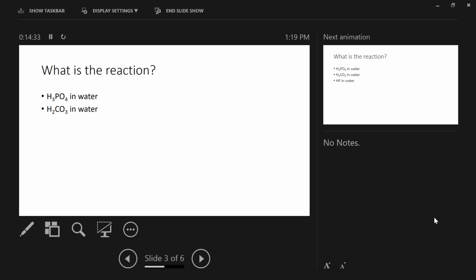So now we've got H2CO3 in water. Okay? So we're going to react this with water. And if this is a chapter on weak acids, it tells us that this is what? This is a chapter on weak acids, so what is H2CO3? It's a weak acid.